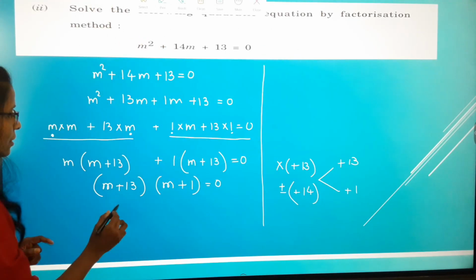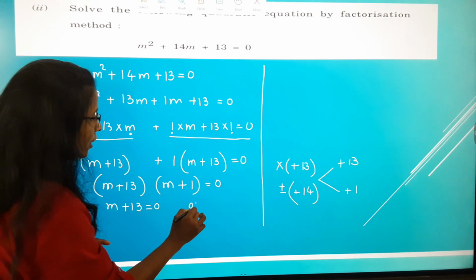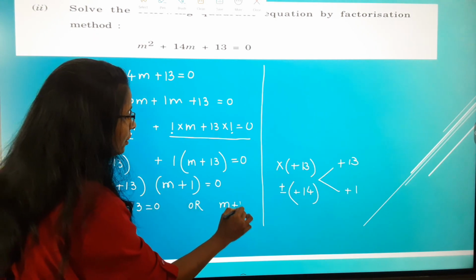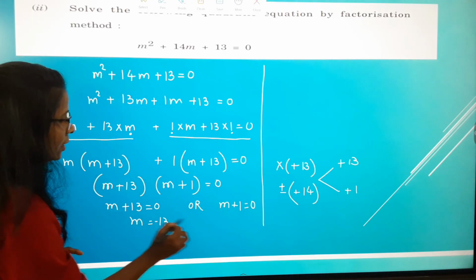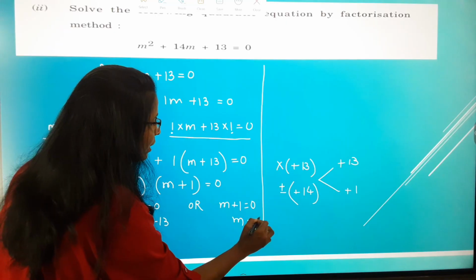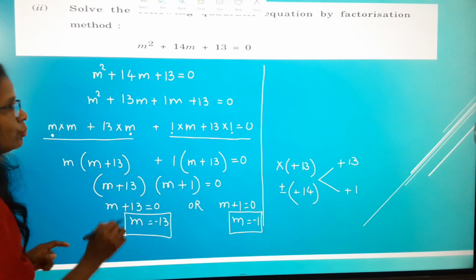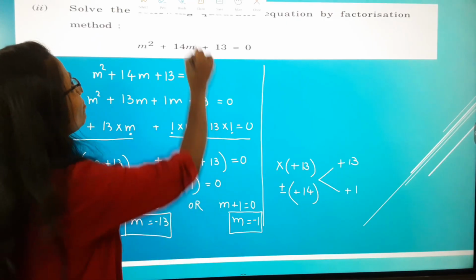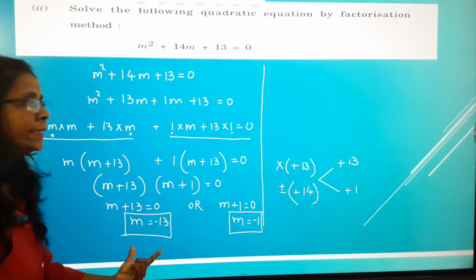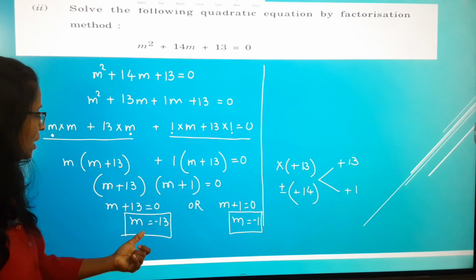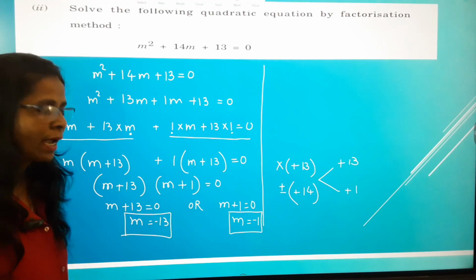So here students, n plus 13 is equal to 0 or n plus 1 is equal to 0. So here n is equal to minus 13 or n is equal to minus 1. Okay. So here students, the solution of the quadratic equation is n is equal to minus 13 or n is equal to minus 1.